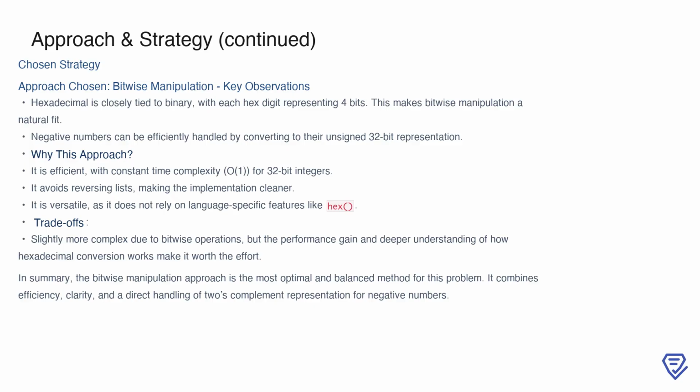While it is slightly more complex due to the use of bitwise operations, it offers significant performance advantages and provides a deeper understanding of how hexadecimal conversion works at the bit level. Moreover, it doesn't rely on language-specific features like hex, making it a versatile and portable solution. In summary, bitwise manipulation strikes the best balance between efficiency, clarity, and direct handling of edge cases like 2's complement representation for negative numbers, making it the optimal choice for this problem.